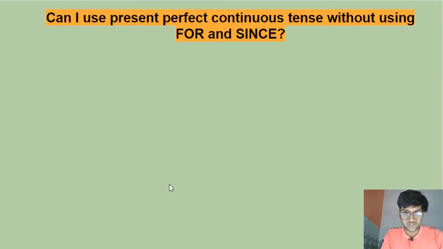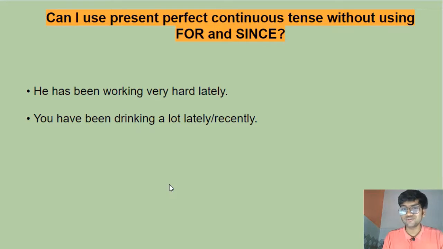An interesting question. Can I use present perfect continuous tense without using for or since? Is it possible? Should I absolutely have for or since in my sentence? Can I do it? Absolutely, I can, if for or since is understood, or you can use lately or recently in your sentence.